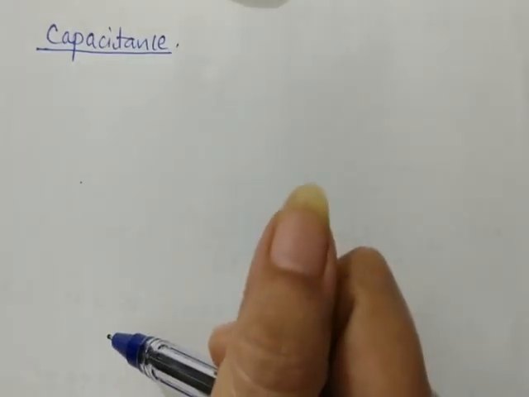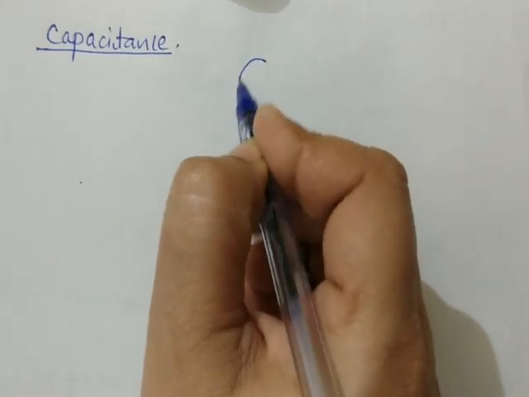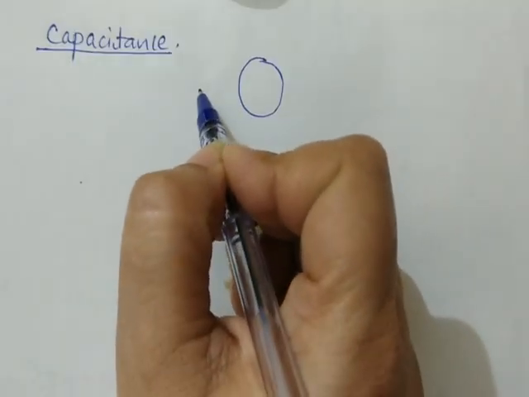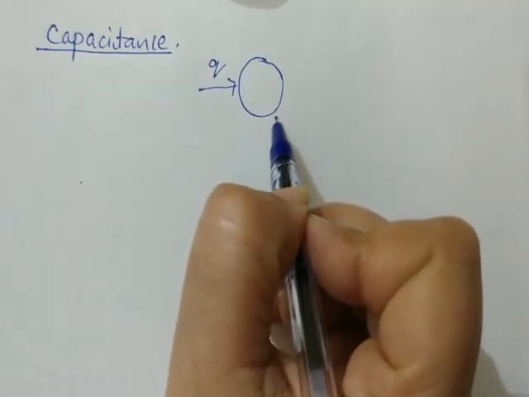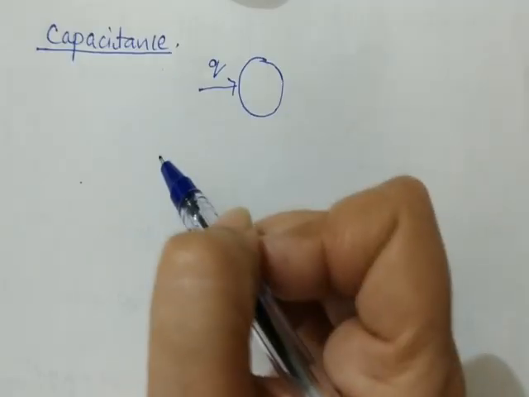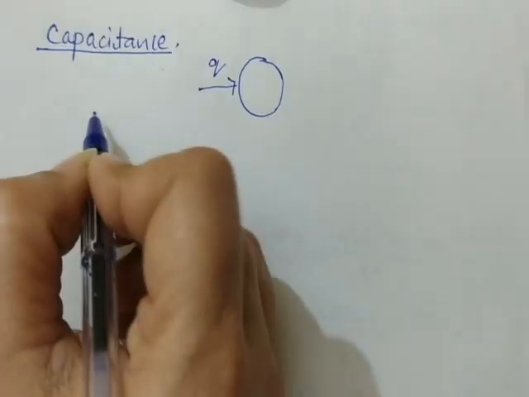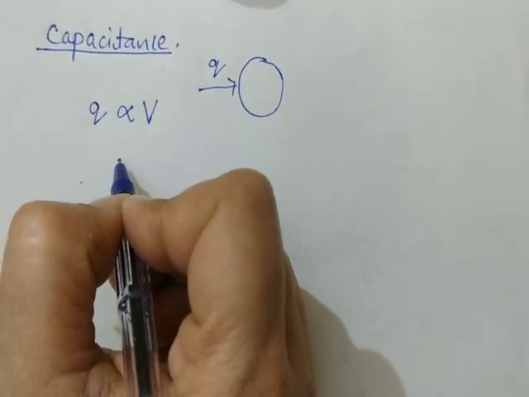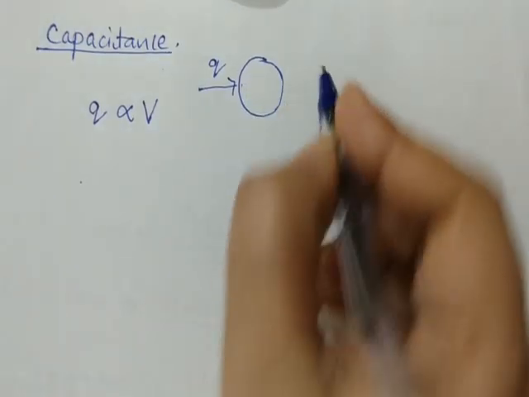Capacitance of a conductor is the property of the conductor to store charge on it. Suppose this is a conducting surface, and we are supplying charge Q to it, then it has a certain capacity to store the charge on it, which is called capacitance. The charge given to this surface is directly proportional to the electric potential, because as we keep giving charge to this, its potential will increase.